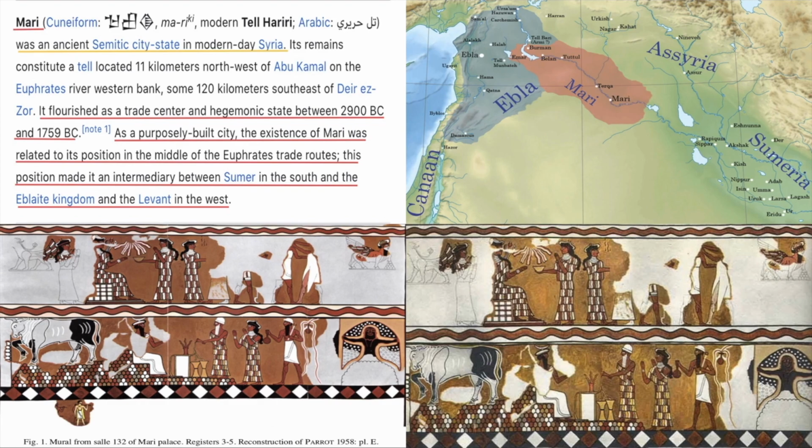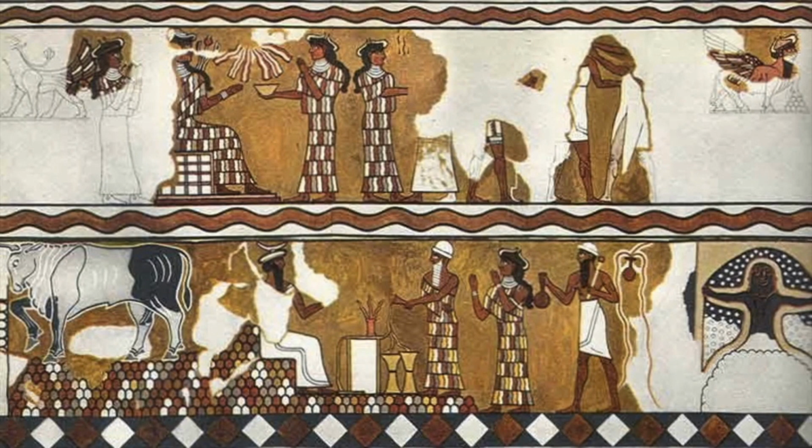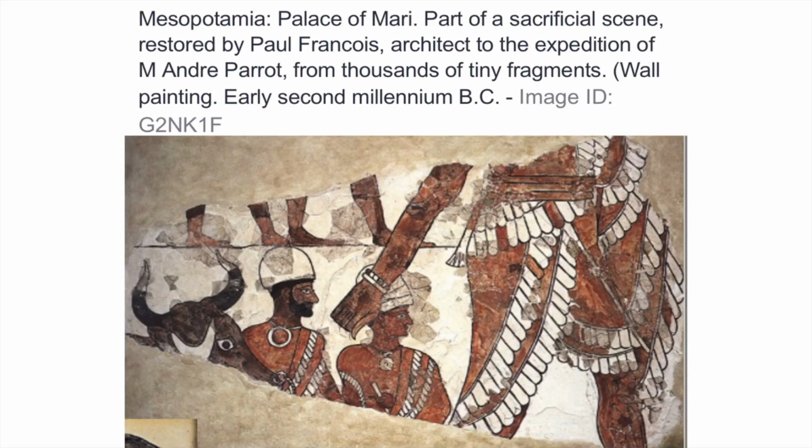And below you can see what the people of Mari look like. And remember, these are Semites. Here's a closer image. Basically, dark brown skin, dark hair, and the eyes are likely dark as well. Here is another mural of people from Mari. Again, dark brown skin, dark hair, and dark eyes.